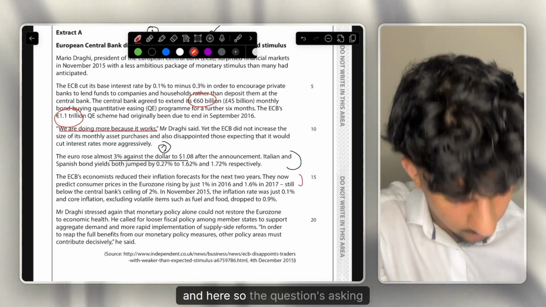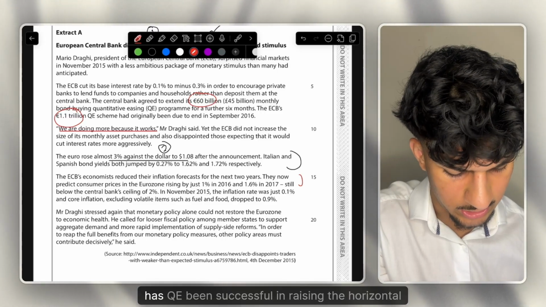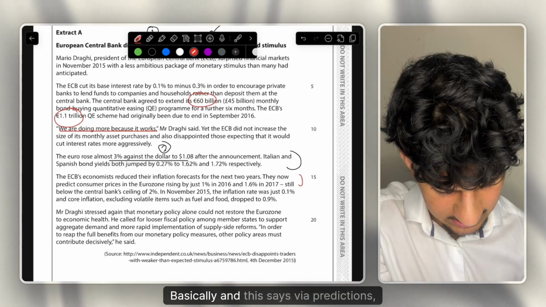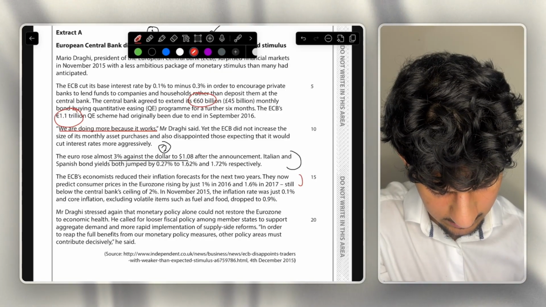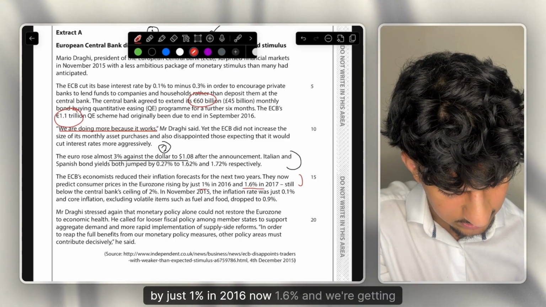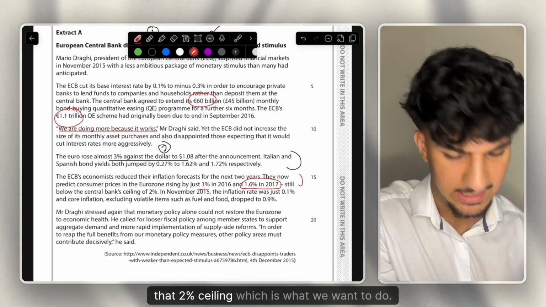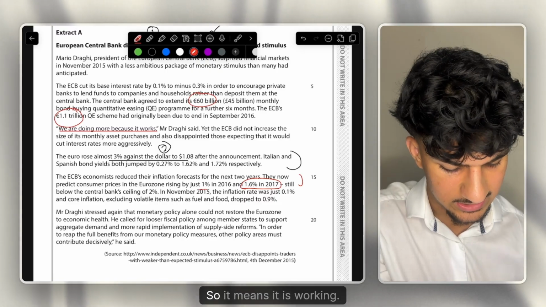Okay, and here. So the question's asking, has QE been successful in raising the Eurozone inflation rate, basically? And this says, via predictions, by just 1% in 2016 and 1.6%, and we're getting towards that 2%. That 2% ceiling, which is what we want to do, and so it means it is working.